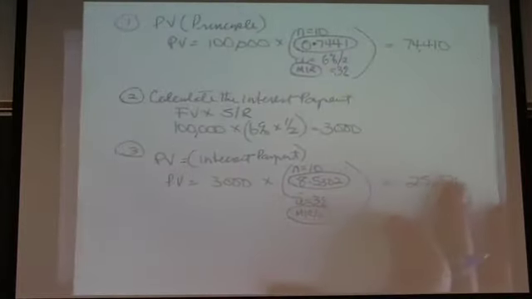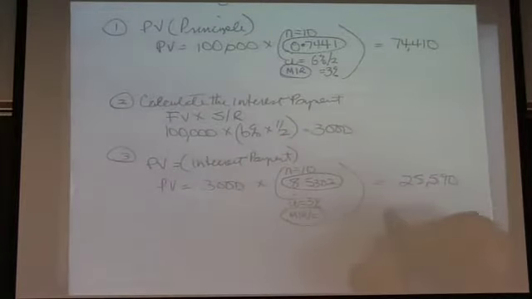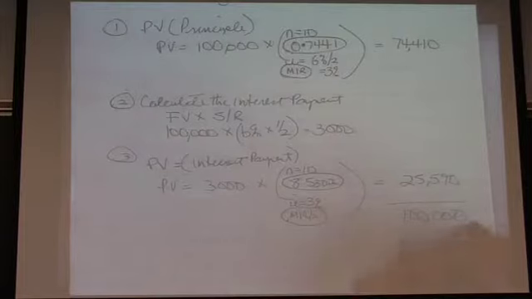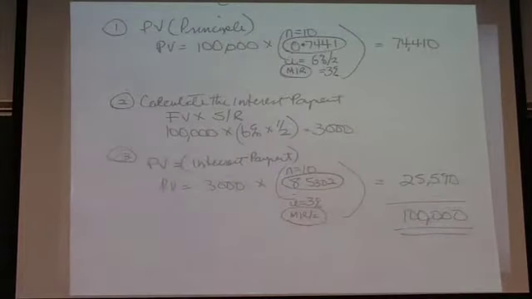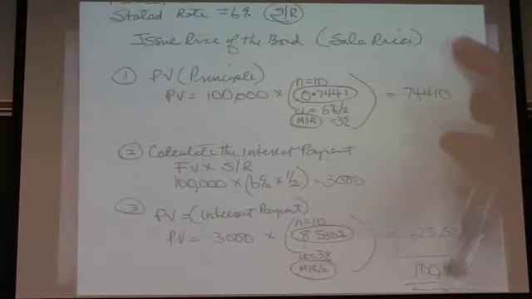Okay? That when we add these two together, you'll see that the issue price happens to equal the face value. So that is why we call issuing the bond at face value, at par, when the market rate equals the stated rate. So normally, in a typical bond question, you'll be asked to calculate the issue price, which is what we've done. Okay?